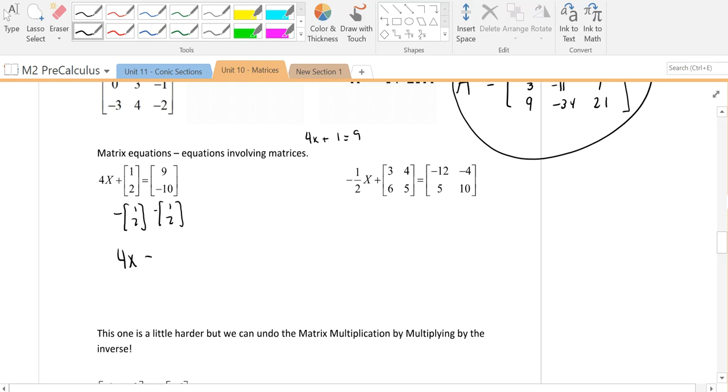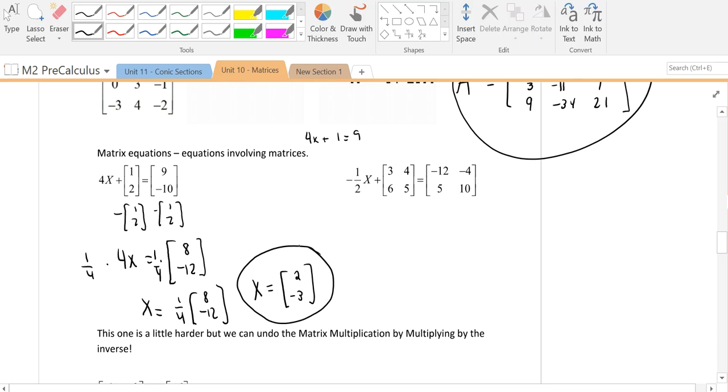I get 4x is equal to 8, -12. And when I subtract, I'm doing that fine because I have the same dimensions and I just subtract the corresponding pieces. Now I'm going to multiply by 1/4 because we're not allowed to really divide matrices. We never divide matrices. We always multiply by something. So to get rid of that scalar, I'm going to multiply by the scalar of 1/4. So I get 2, -3, final answer.